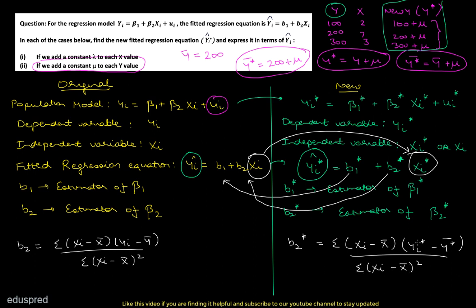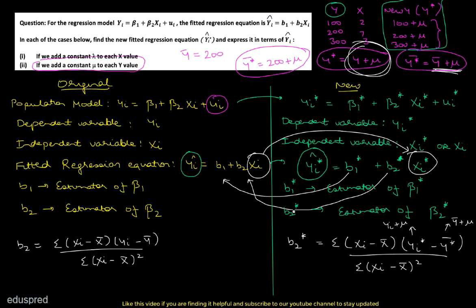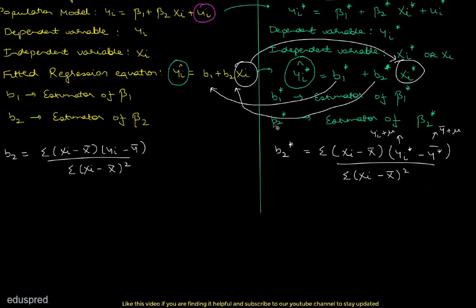Now we already know the relationship between yi star and yi. So instead of this yi star, using this particular relationship, I can just put yi plus mu. And instead of y star bar, I can just put y bar plus mu. Okay, so I can put y bar plus mu over here. Let's do this substitution and let's see what it is that we get. So let me create some space over here.